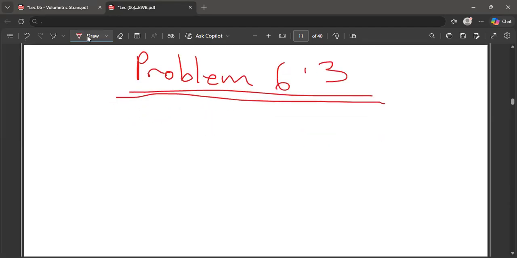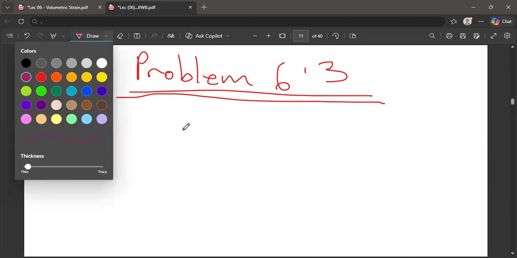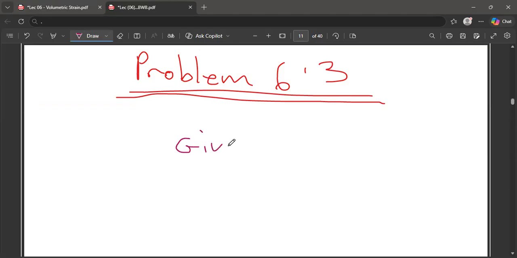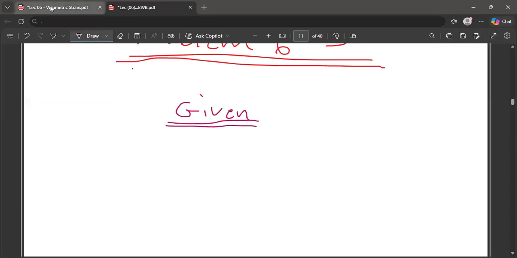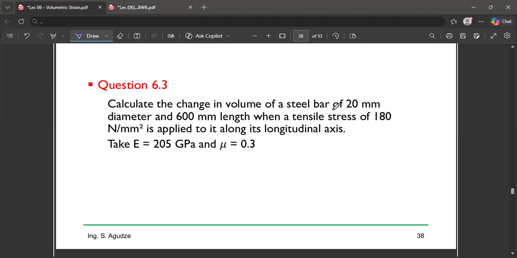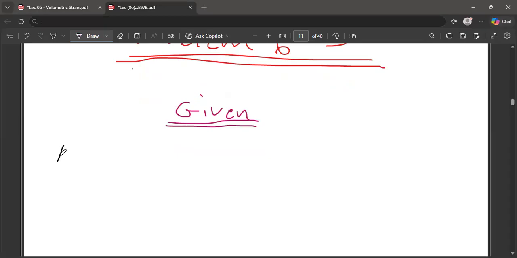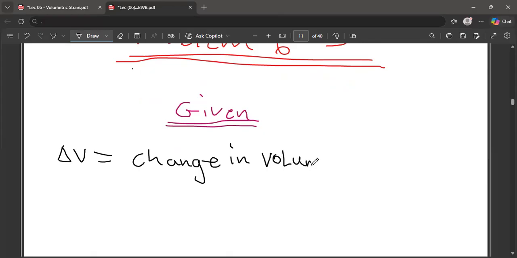For problem 6.3, first of all, we have to start with our given. Let's quickly put down the given. Our question is saying: calculate the change in volume of a steel bar of 20 mm diameter and 600 mm length. So the change in volume is equal to what? We don't know the change in volume.